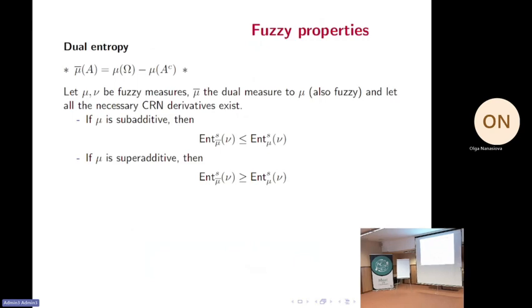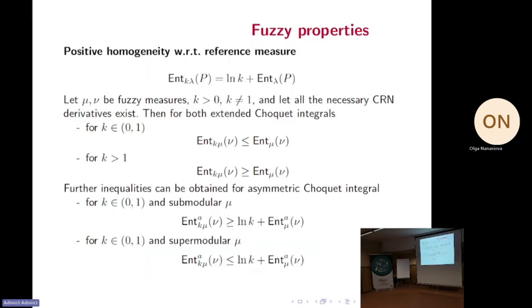As I mentioned, I'm interested in the duality or dual approach to this. So I was looking at the properties where I can compare the entropy where the reference measure is the original or the dual measure. There are some inequalities depending on whether the measure is sub- or super-additive. There's also some positive homogeneity, first with respect to the reference measure, where this formula is overhauled in the additive case.